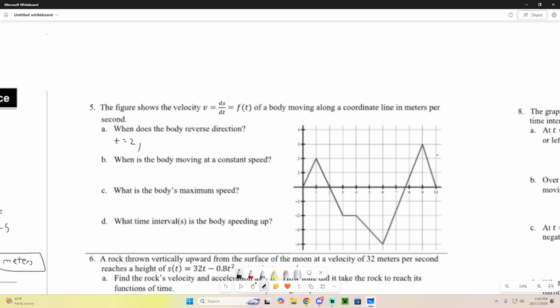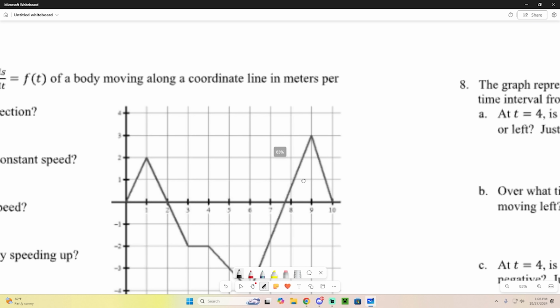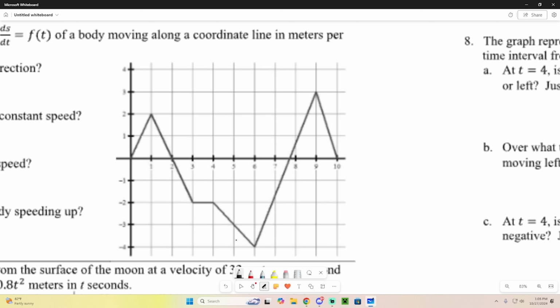And it changes sign right here. We don't know this x value, so let's calculate it. To do that, we need to find the slope of this line. We can use the points 9, 3 and 6, negative 4. The slope is y2 minus y1, so negative 4 minus 3 over x2 minus x1, so 6 minus 9, equals negative 7 over negative 3, or 7/3.